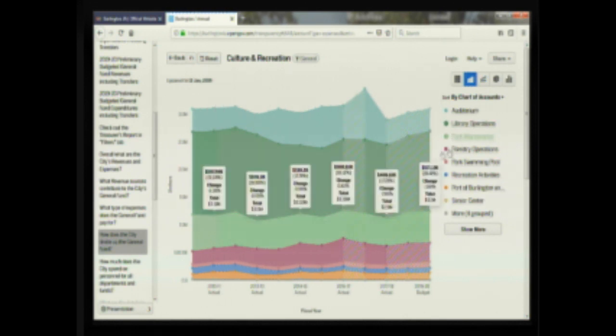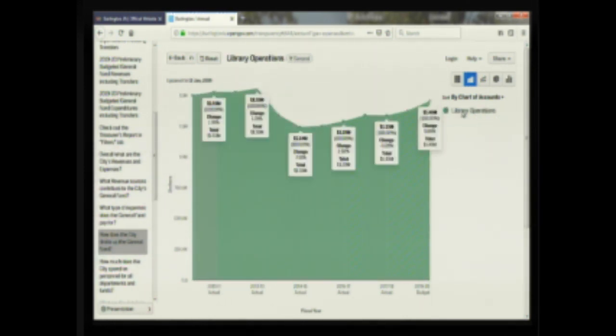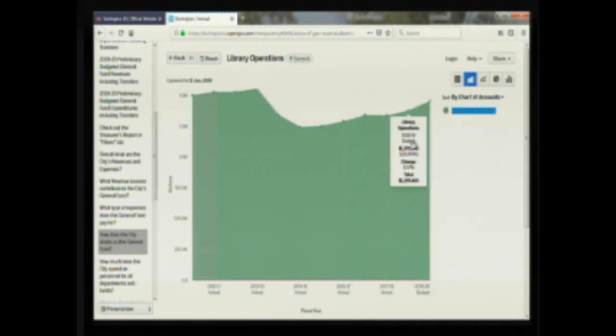But folks can drill down into the library, and you can't do that in here. I was thinking that you could drill down into categories of expenditures, but you can't on that. Not on that report.